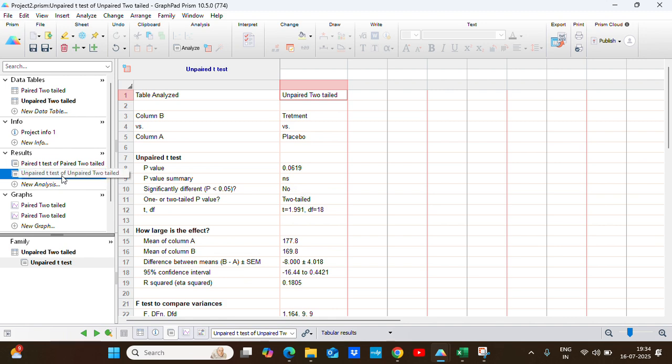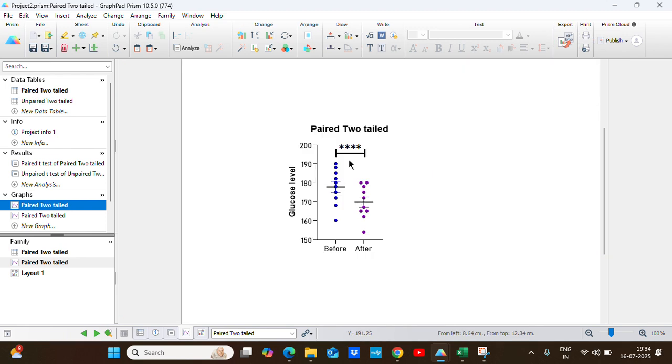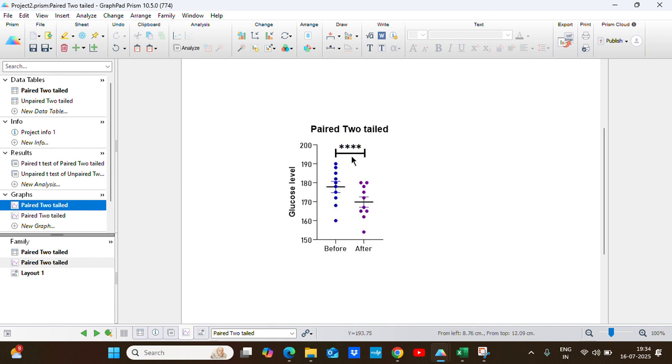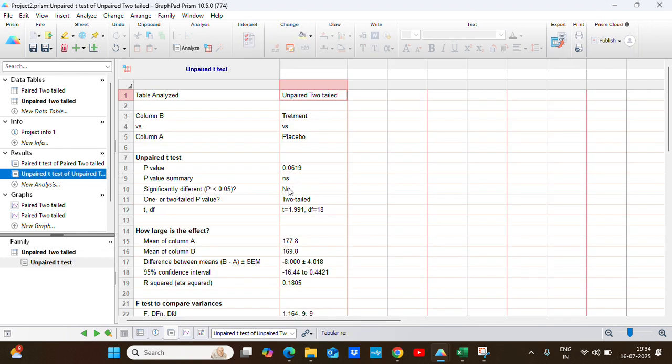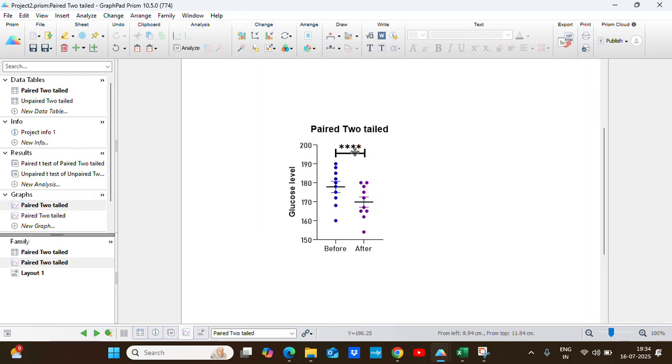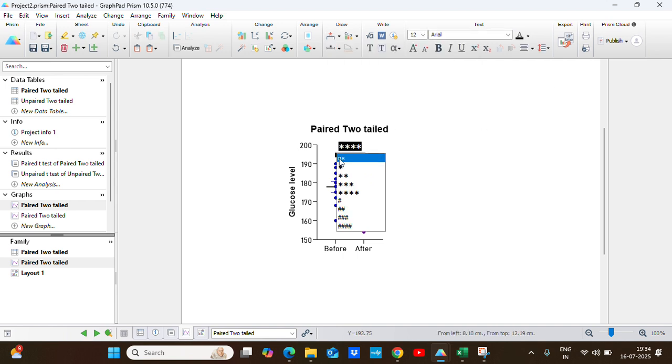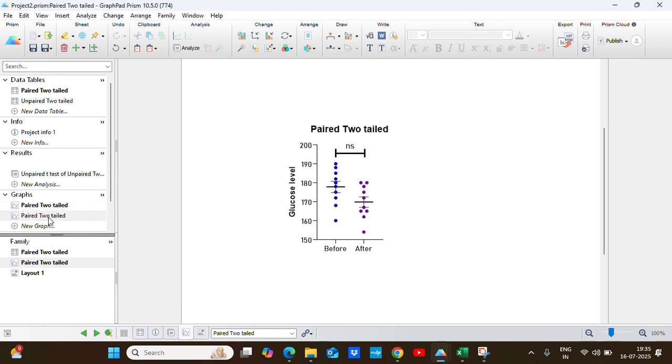Okay, so for this also the graph representation will be the same, because the same data is there, and we are showing the mean plus or minus standard error of mean, so both graphs will be the same. So here, if I want to present this particular result, I have to apply NS, no significance. So instead of this, I will apply NS, right?